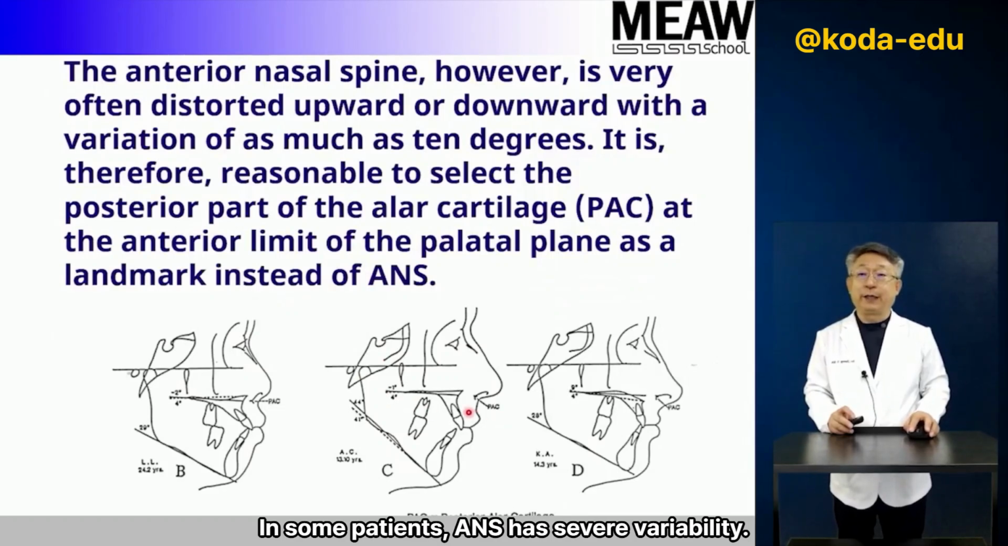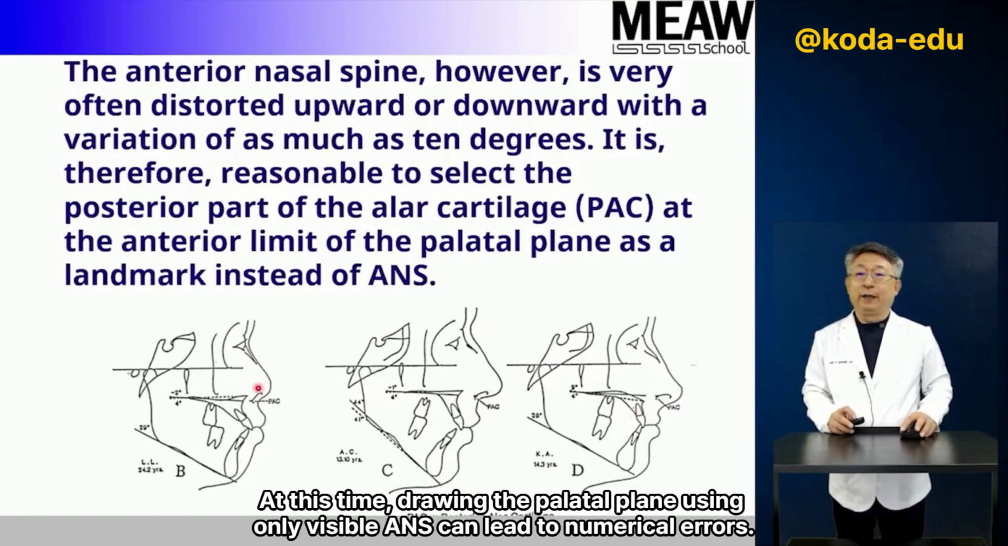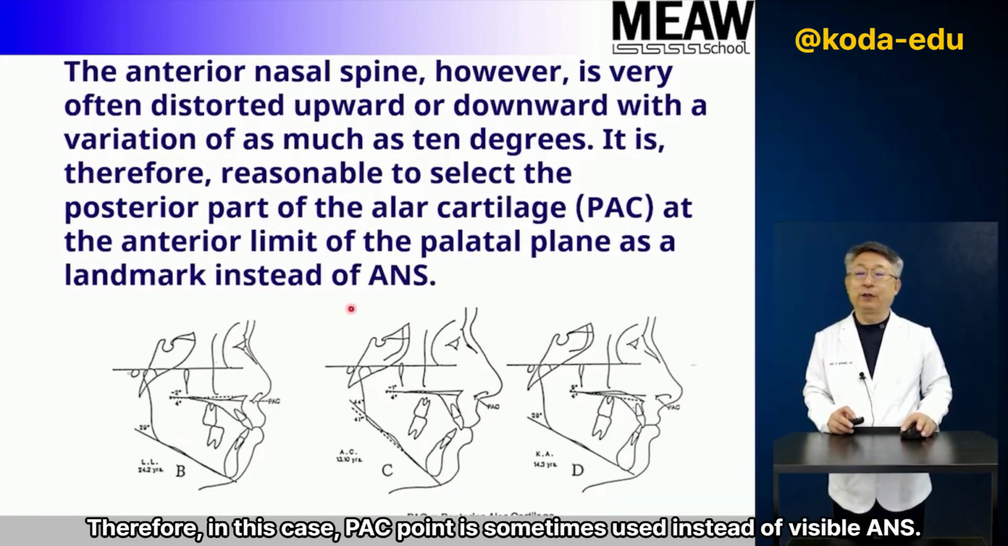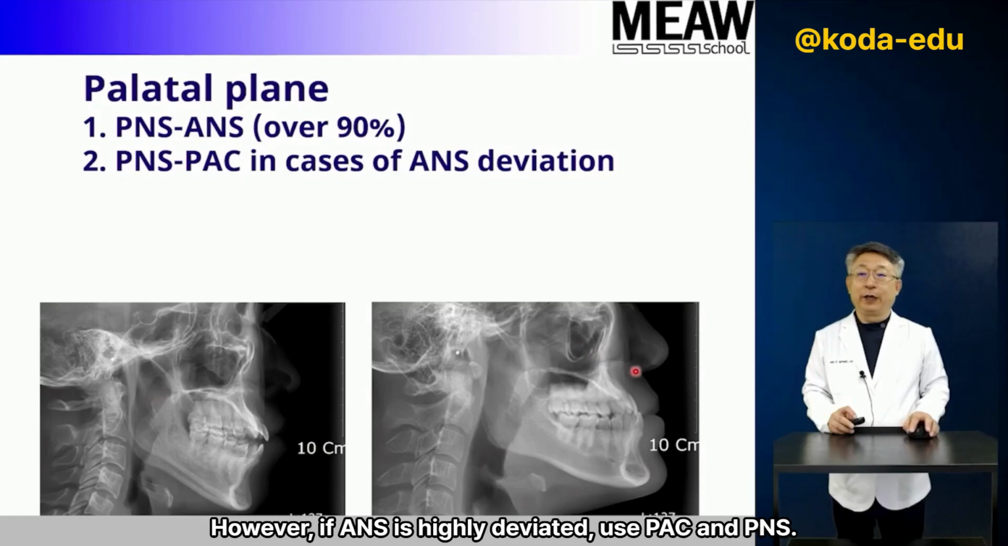In some patients, ANS has severe variability. Some patients have ANS too high or too low. At this time, drawing the palatal plane using only the visible ANS can lead to numerical errors. Therefore, in this case, the PAC point is sometimes used instead of the visible ANS. Usually more than 90% of the time the palatal plane uses ANS and PNS. However, if ANS is highly deviated, use PAC and PNS.